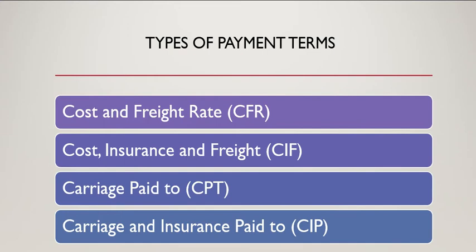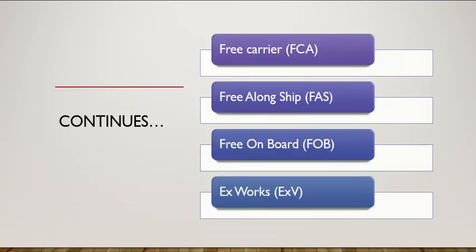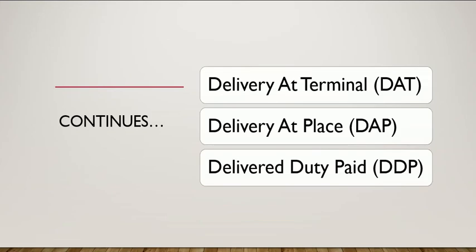They are cost and freight CFR, cost insurance and freight CIF, carriage paid to CPT, carriage and insurance paid to CIP, free carrier FCA, free alongside ship FAS, free on board FOB, ex works, which can be either EXW or EXV, delivery at terminal DAT, delivery at place DAP, delivered duty paid.